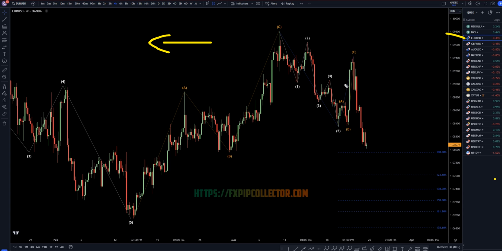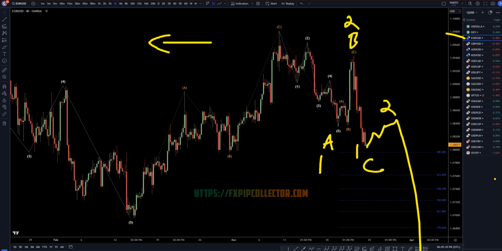So the Euro dollar did continue to push down pretty nicely. Now there is definitely a chance this is an ABC correction, so we do have to be aware of that. I personally think it probably is a 1, 2, 3, especially looking at the higher time frames. If that's the case, then most likely it's going to make a 1, a 2, and then go back down for a wave 3.